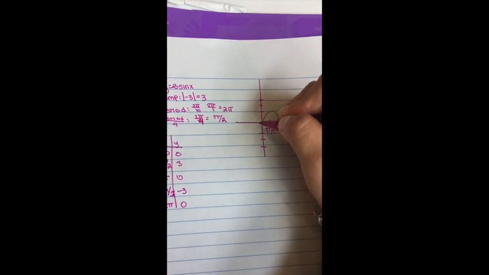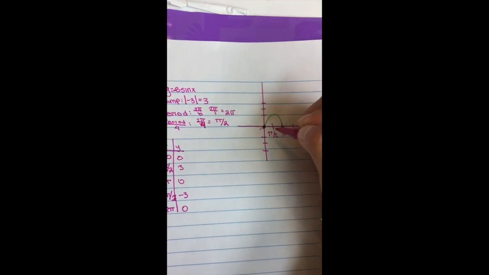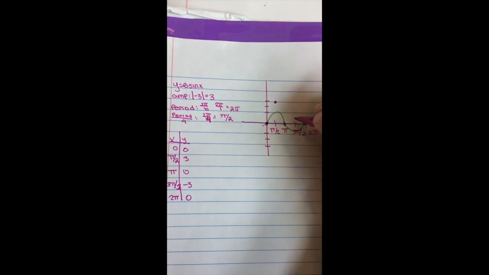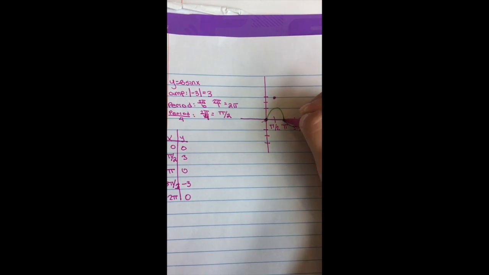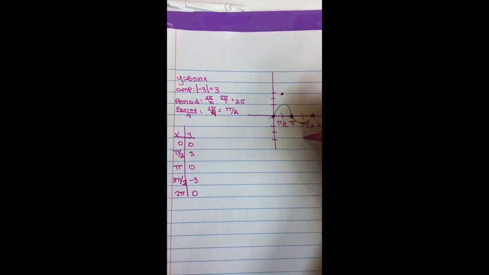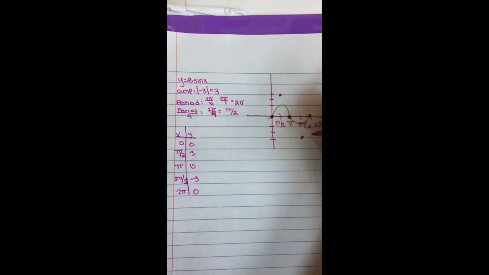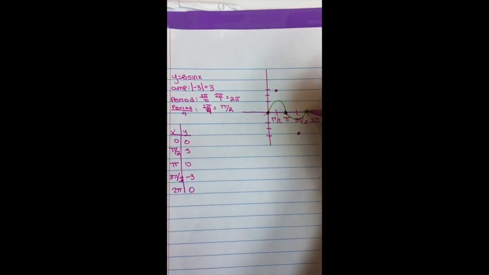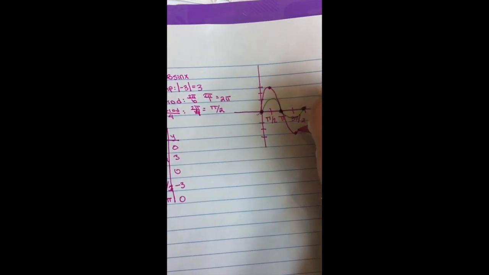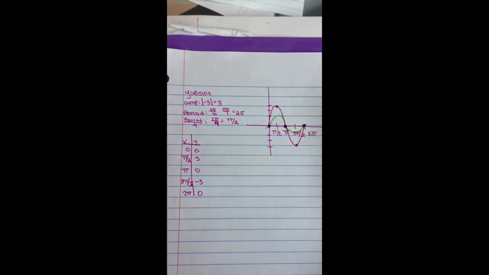And now we're going to graph this. So 0, 0; pi over 2, 3; pi, 0; 3 pi over 2 is negative 3; and 2 pi is 0. So I'm just going to draw it, and that is our graph.